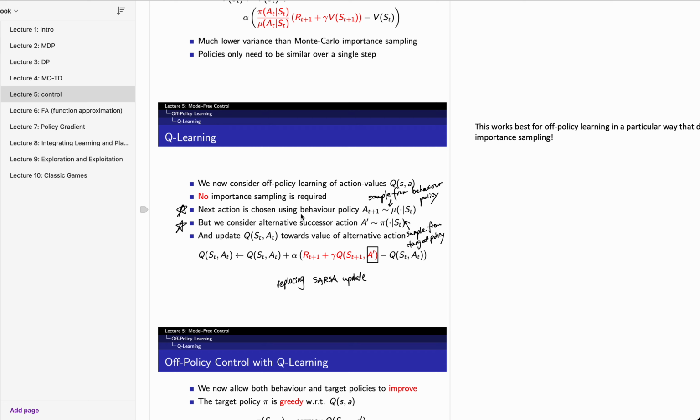The next action is chosen using the behavioral policy, which is mu. Given the current state, we're going to sample from the behavior policy. At the current state, given the current behavior policy, I'm just going to take a random next action, A t plus 1. But we will consider alternative successor actions A prime to update the action value function. So, okay, again, all these algorithms are playing around with the TD target here.